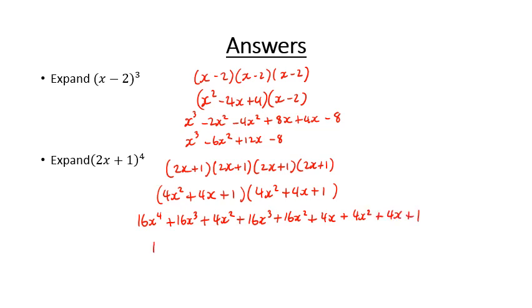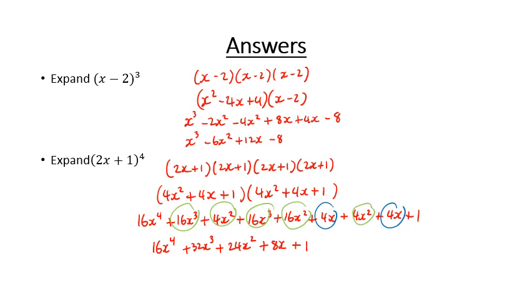Now I can collect some like terms. I've got power of 3, power of 3. So that gives me 32x to the power of 3. Then I've got x squared, x squared, x squared, which gives me 24x squared. Then I'll use a different colour here, x and x plus 8x, and I'm left with plus 1.